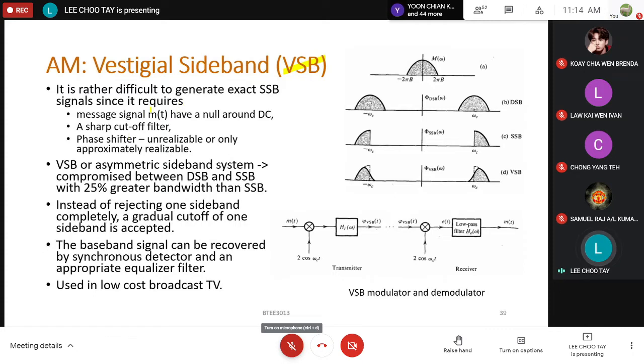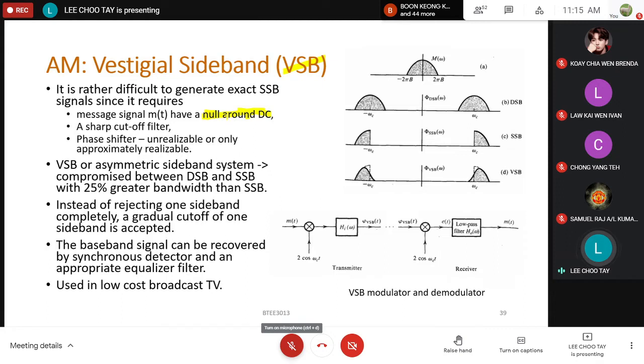SSB is rather difficult to generate because normally SSB will require your message signal to have a null around DC. That means you cannot have very low frequency components in the message that you want to transmit. If you have a significant amount of power in the low frequency component, it will be very hard to filter the sideband out. But real life signals actually have some significant component at low frequency. So therefore SSB is not that practical.